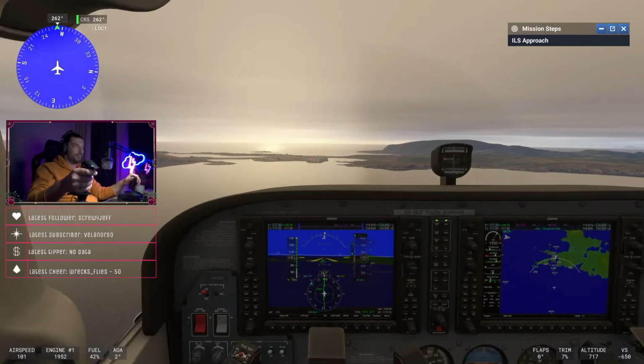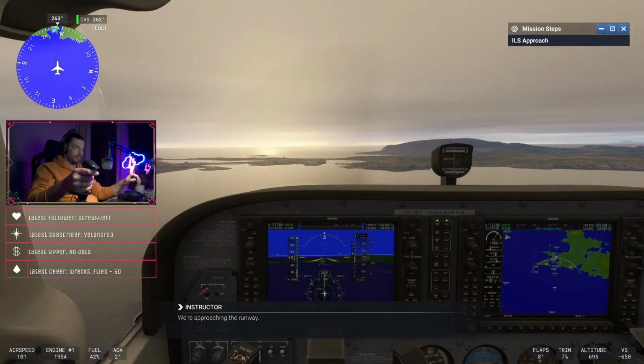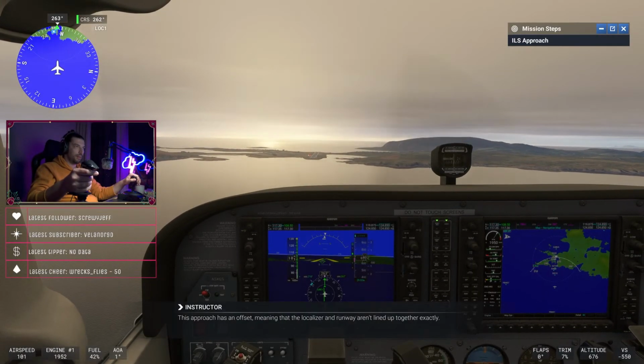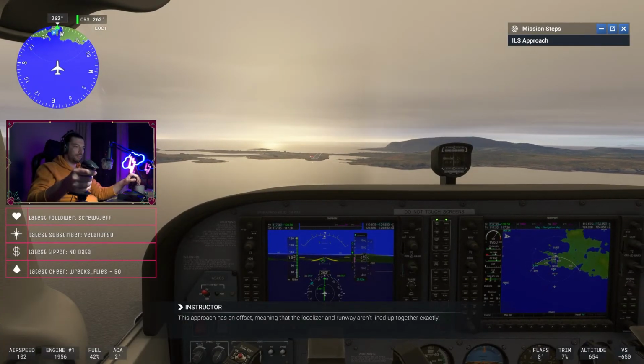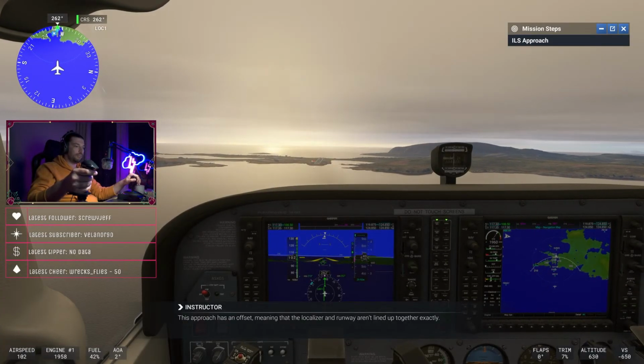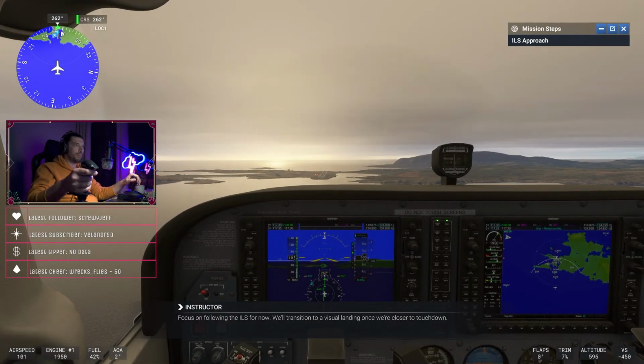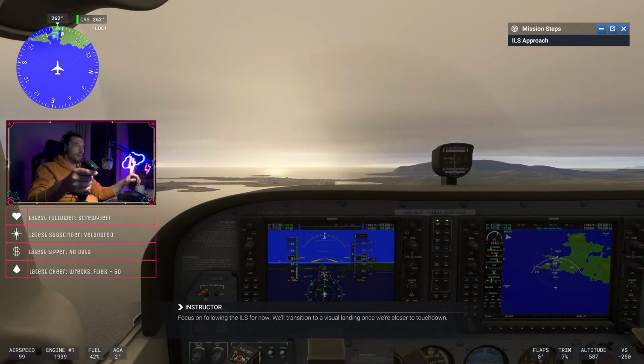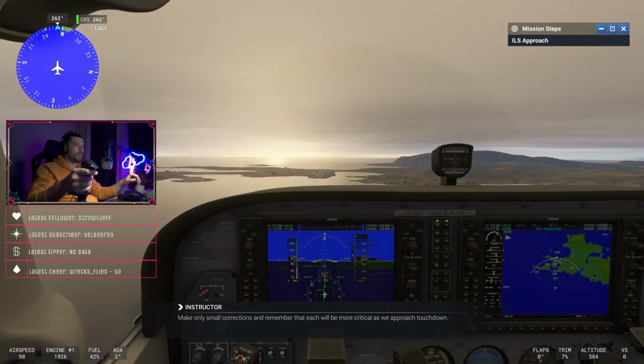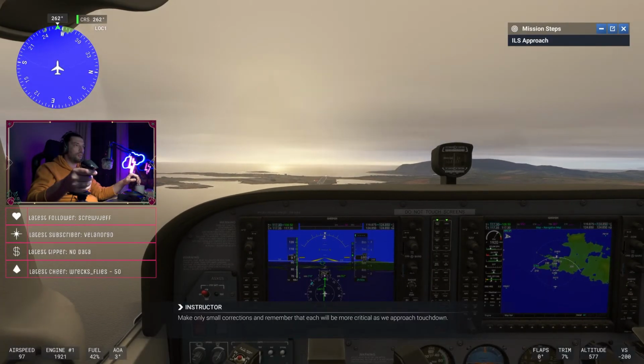ILS approach. We're approaching the runway. This approach has an offset, meaning that the localizer and runway aren't lined up together exactly. Focus on following the ILS for now. We'll transition to a visual landing once we're closer to touchdown. Make only small corrections, and remember that each will be more critical as we approach touchdown.